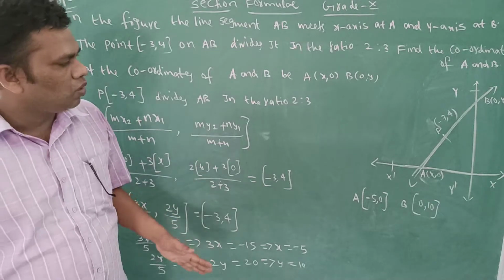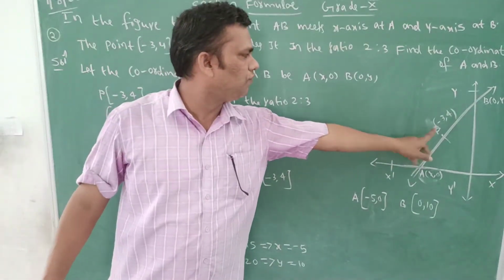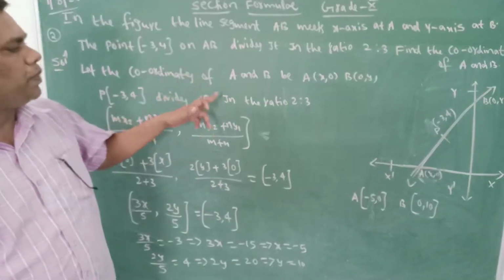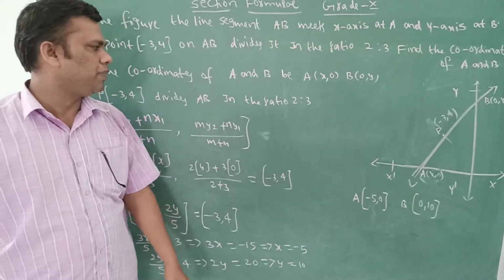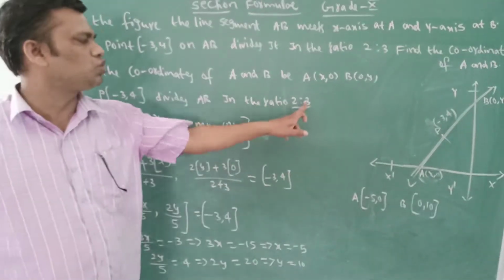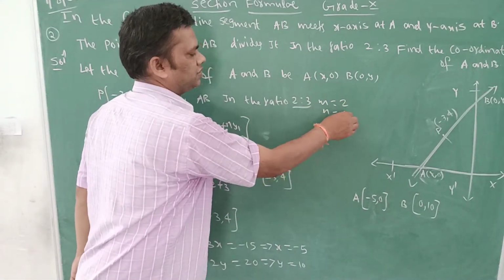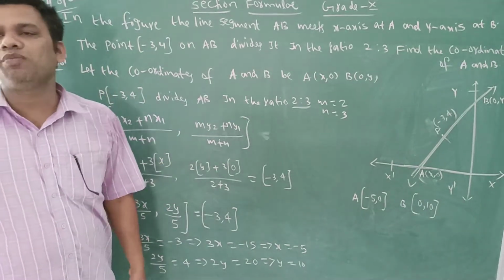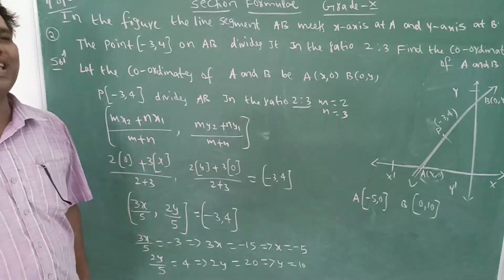P, what is P here? P they give as (-3, 4). So P divides AB in the ratio 2:3. Means m is 2, n is 3. What is the formula? (mx2 plus nx1) upon (m plus n), (my2 plus ny1) upon (m plus n).